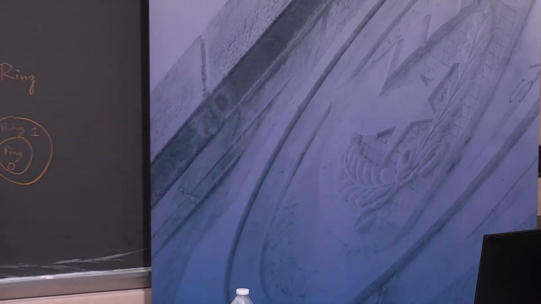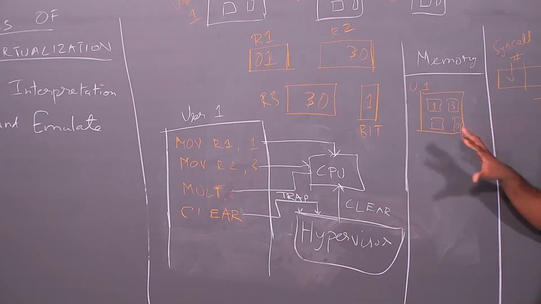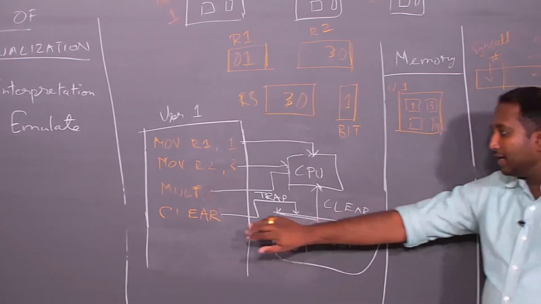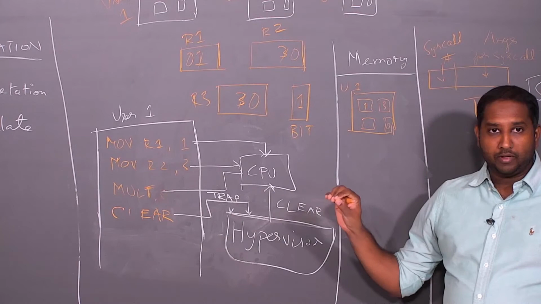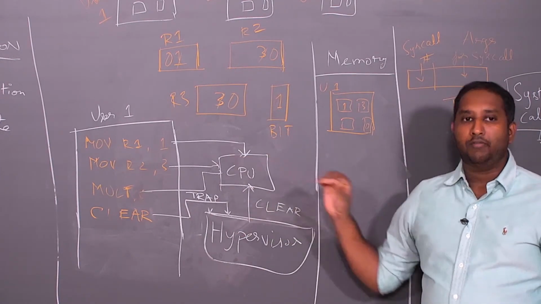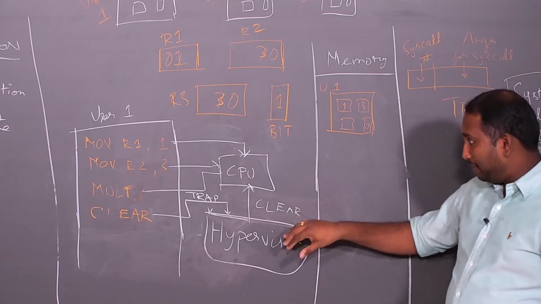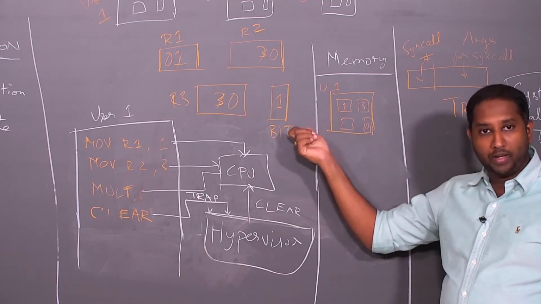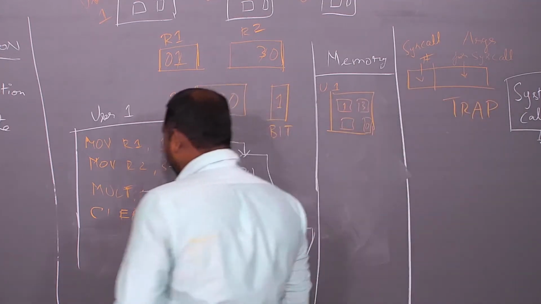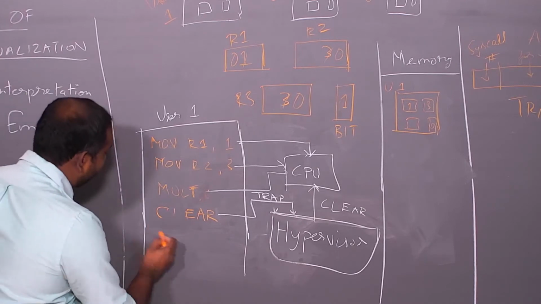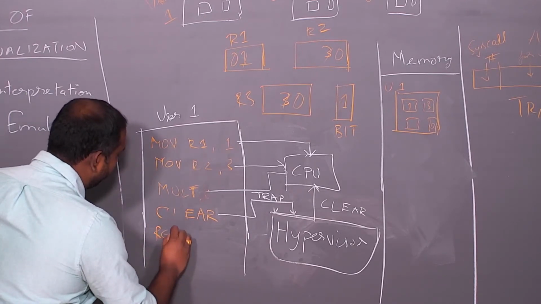So, coming back, we have trap and emulate, and we allowed all these instructions to run. When clear tried to run, a trap was generated, and then the hypervisor was able to clear the register on behalf of user 1. The hypervisor, while doing so, has set the bit to 1. Now, the problem here is, let's say that you had another instruction, which is, let's say, read bit.